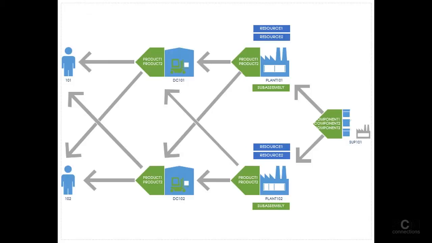And then just to refresh everyone's memory about the data example, we have one supplier supplying three components, and he or she supplies them equally to plant 101 and plant 102. Each of those plants has a resource 1 and 2 with a sub-assembly, and they ship out two products, product 1 and product 2. The two DCs are supplied equally by both plants, DC 101 and DC 102, and although they don't manufacture anything, they make two products, product 1 and product 2, and supply them to customers.